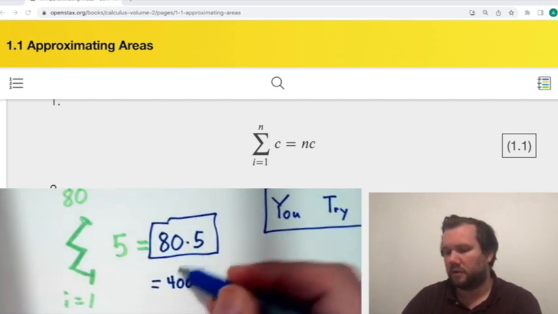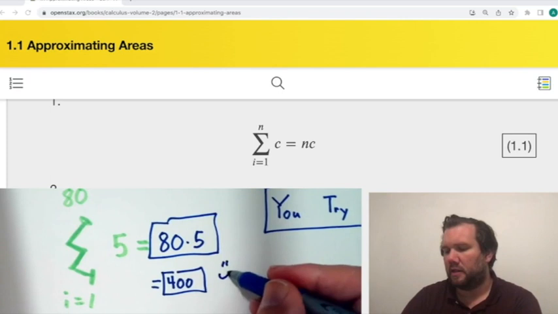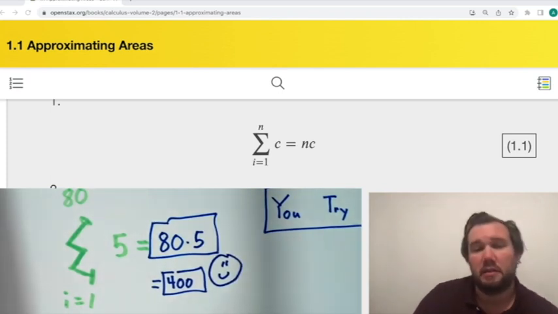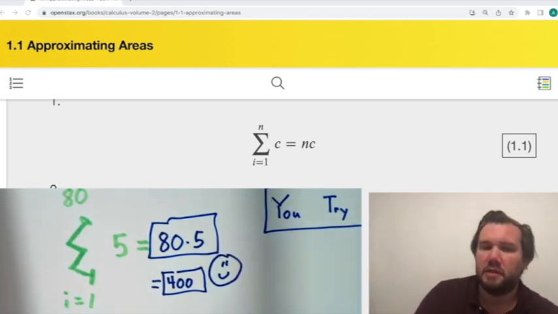Either one of these answers makes me happy. The key thing is I want you to recognize that this property of summations is something you can apply when you have a constant sum.